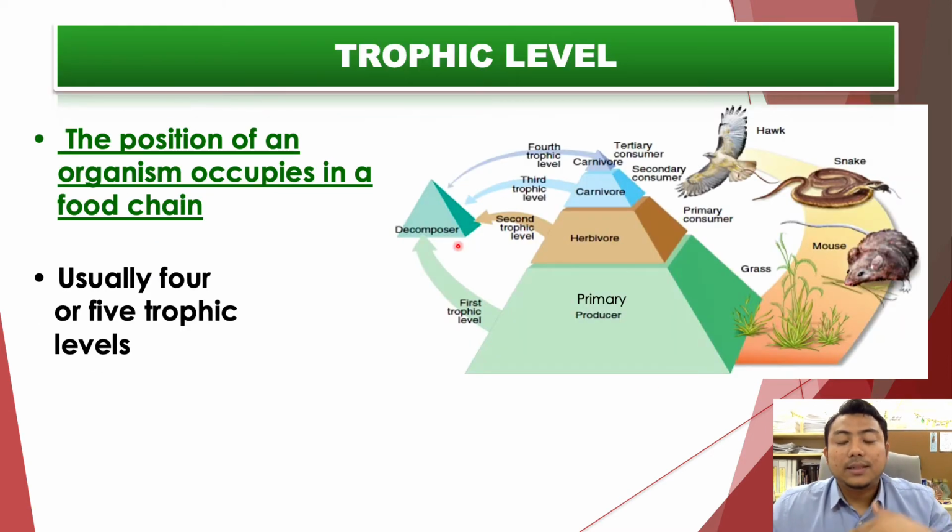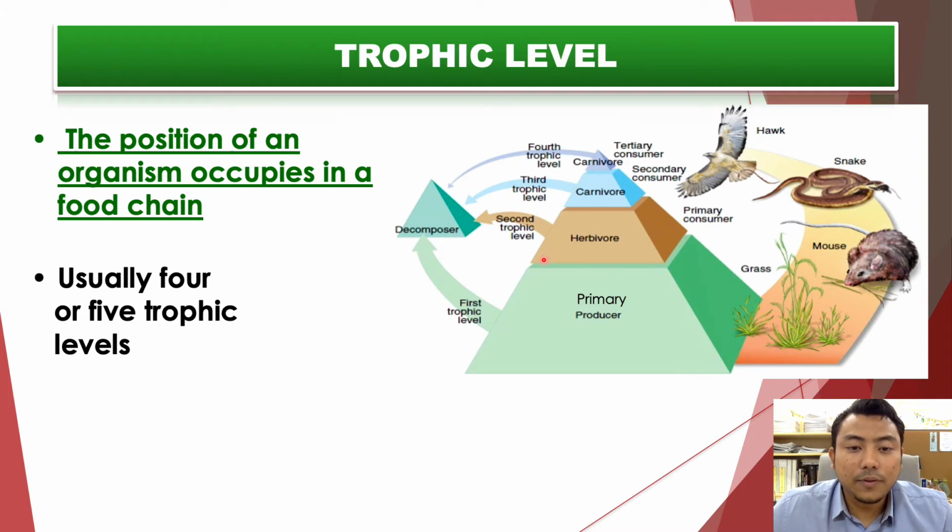Next, trophic level. Baru kita akan bincang specifically trophic level ni apa dia. It is the position of an organism occupies in a food chain. Bukannya food web, in a food chain. So in one food chain, so let's say this is the food chain. We have the grass, mouse, snake, and hog. So the grass will become the primary producer. So dia adalah first trophic level.